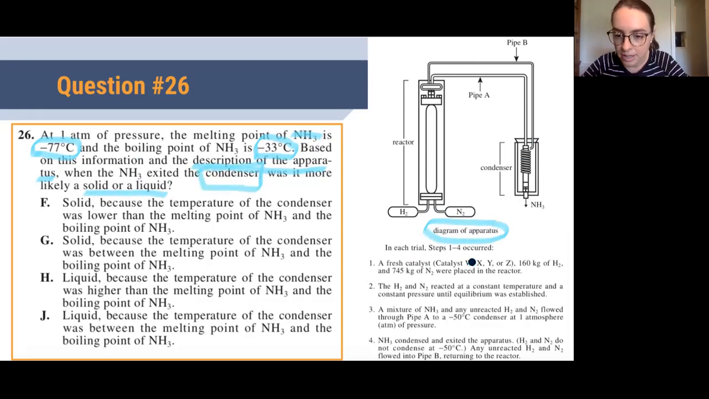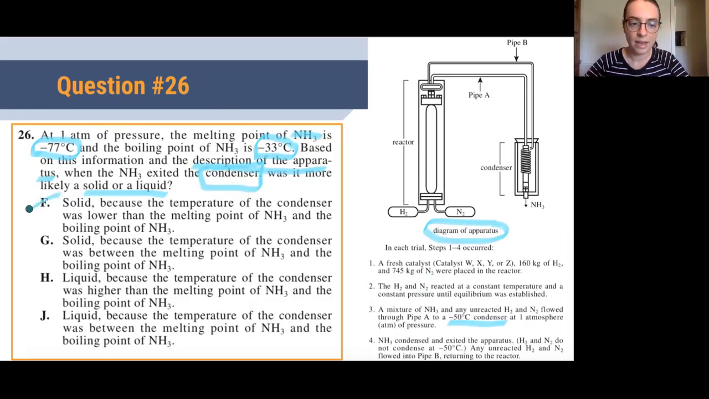So number 1, I don't see anything about condenser. Number 2, nothing about condenser. Number 3, I see it was a negative 50 degrees Celsius condenser. Okay, if it's negative 50, that's between negative 77 and negative 33. So that tells me it had melted, but it had not boiled yet. So it was a liquid.